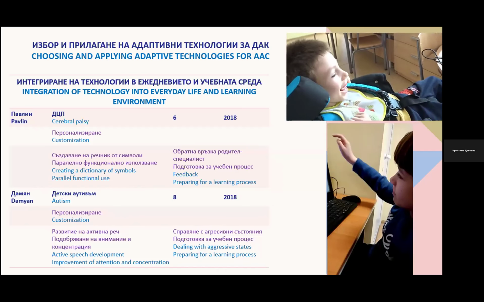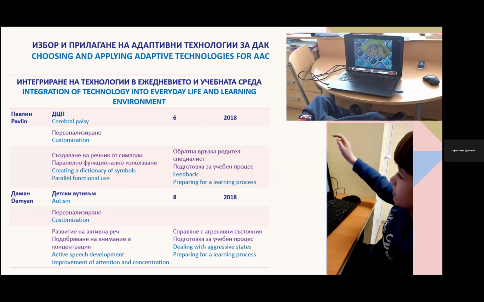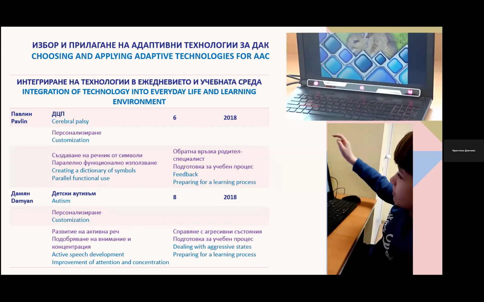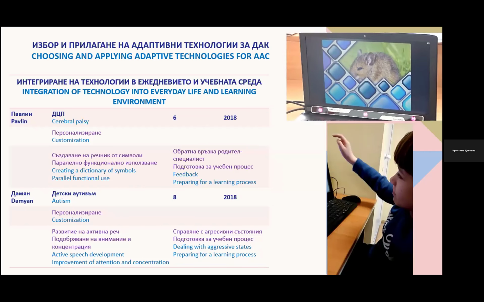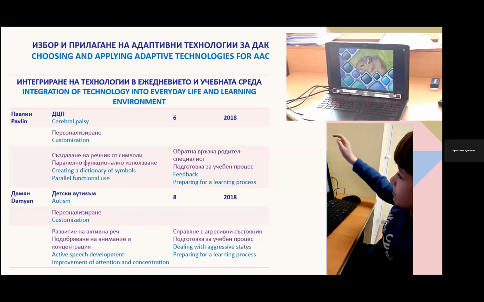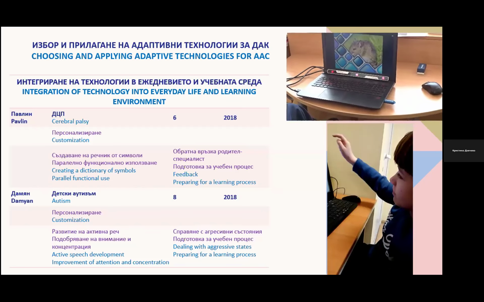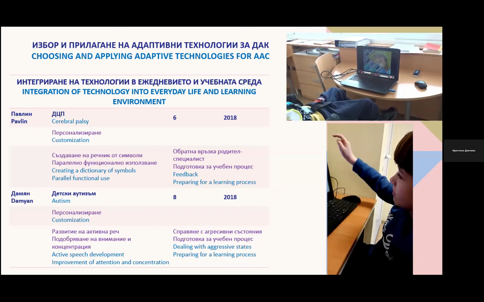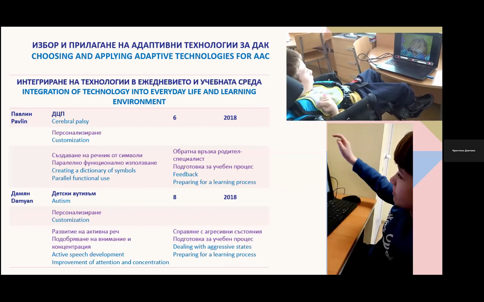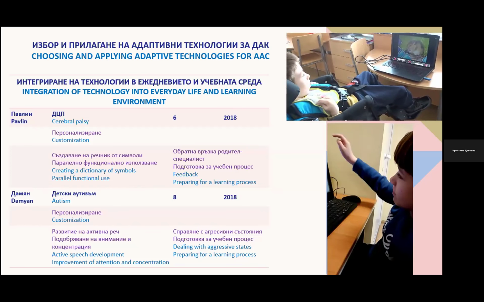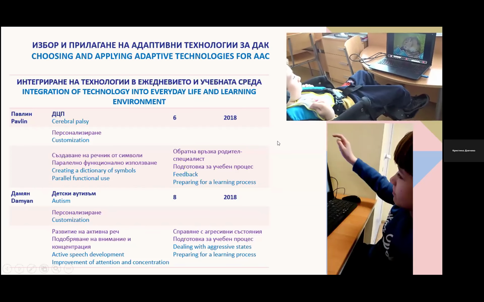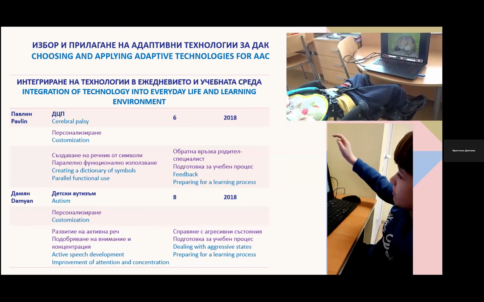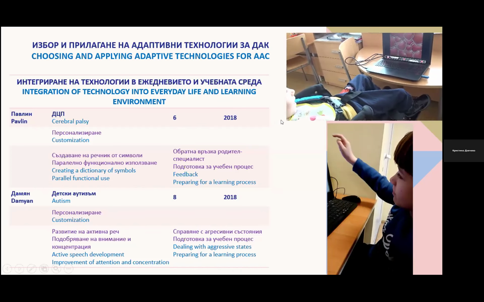Браво! Къде е мишката? Well done. Where is the mouse? Well done.